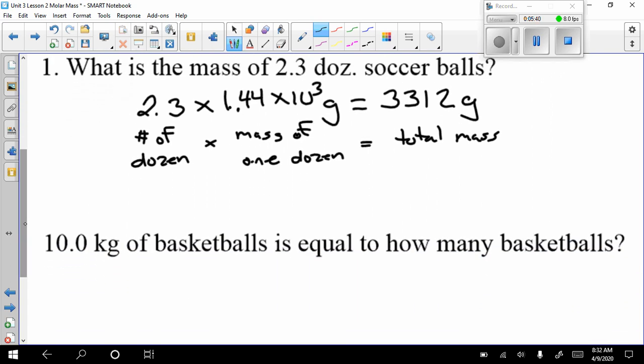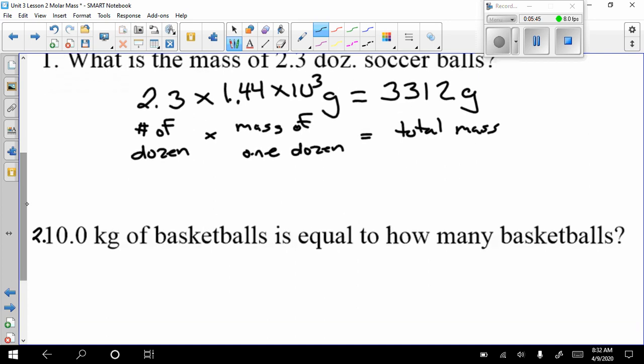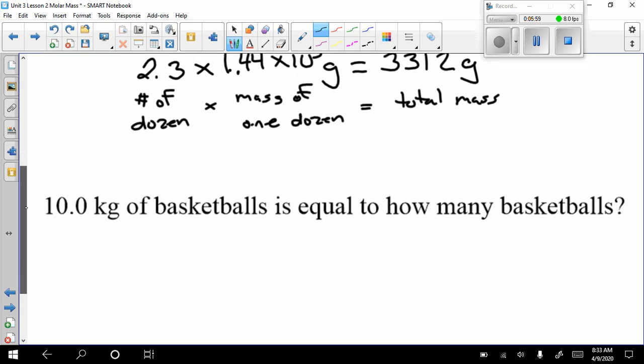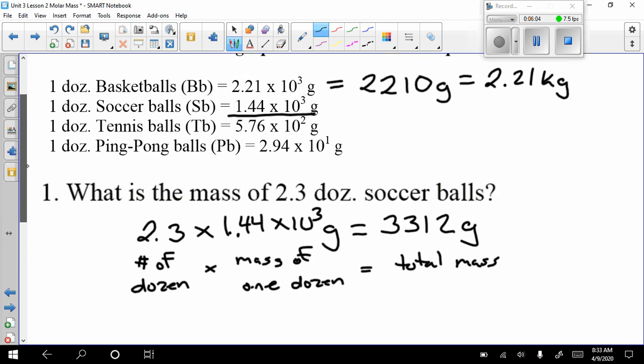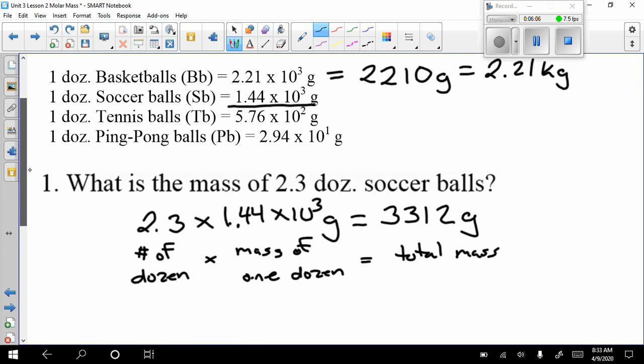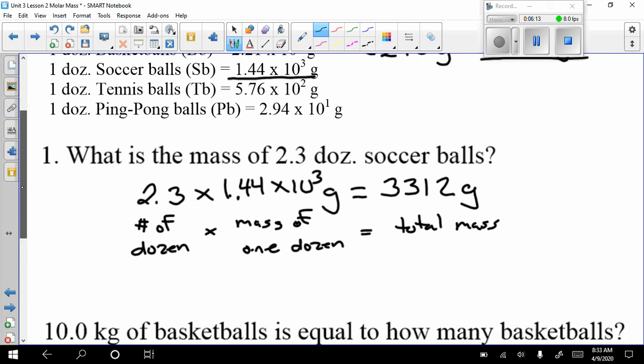Well, what if I asked you as my second question, if you have 10 kilograms of basketballs, how many basketballs would you have? Well, this is a little bit different in that now I've given you the total mass. Well, first up, I know what 1 dozen basketballs weighs, and it weighs 2,210 grams, or 2.21 kilograms.